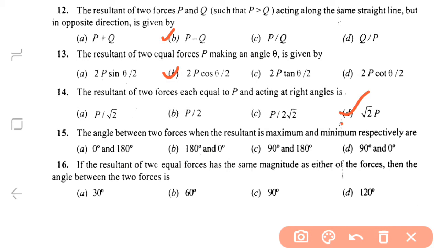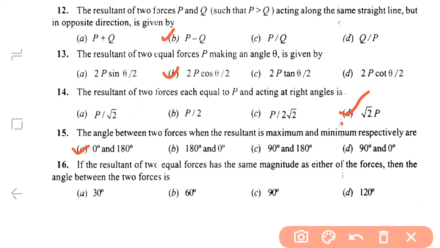Now friends, next question is: the angle between two forces when the resultant is maximum and minimum respectively are. Here friends, these are the options, and the correct answer for this question is option A, that is 0 degree and 180 degree. That is, the angle between two forces when the resultant is maximum and minimum respectively are 0 degree and 180 degree.